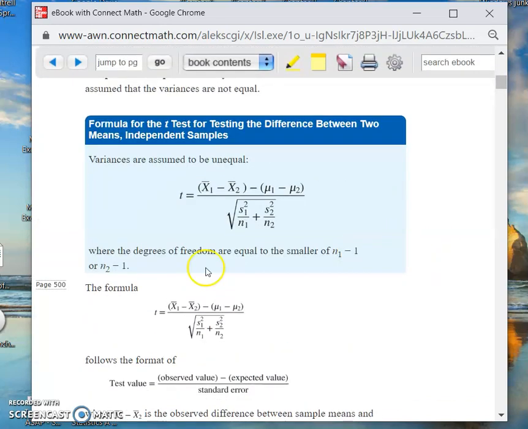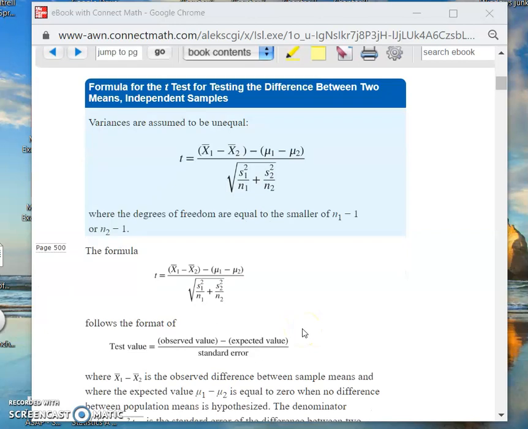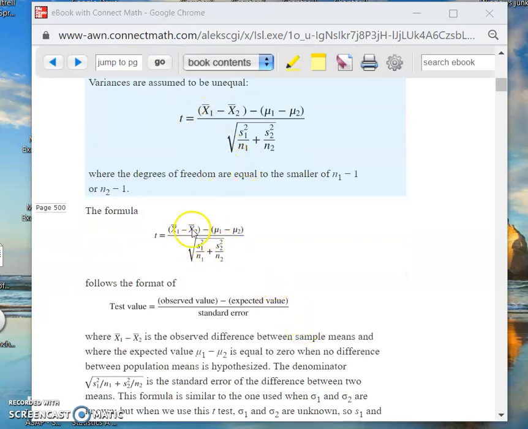All right, so we've got the formula here. Here's the formula that gives us the test statistic, right? Remember, the test statistic is what we normally refer to as the t value, the z value, or what have you. That is the test statistic. The test value is what you calculate using the data that you gather.